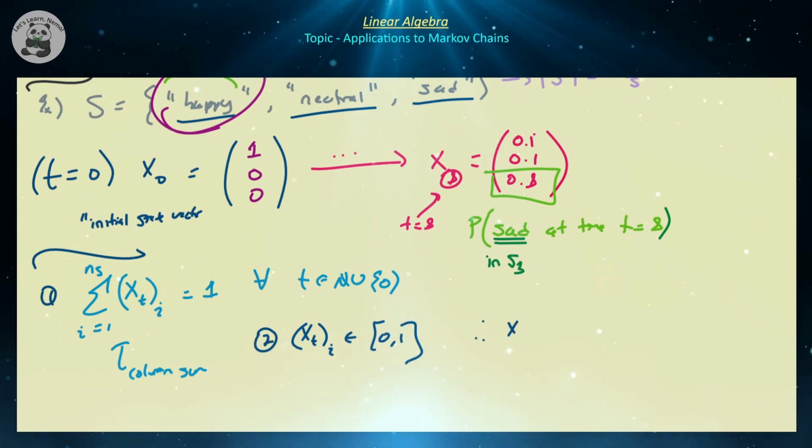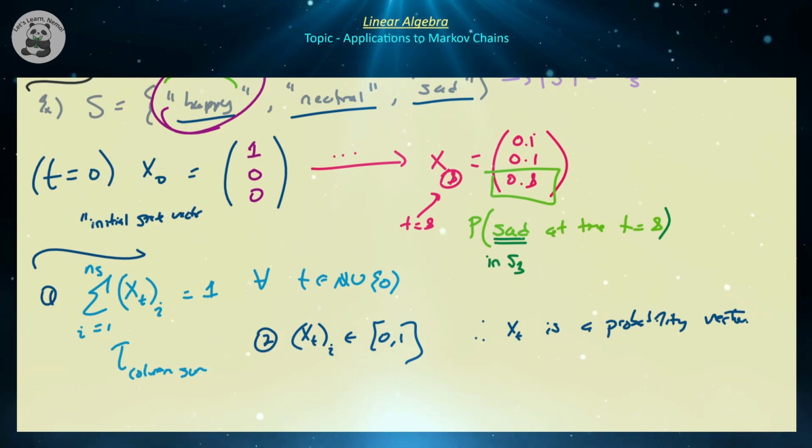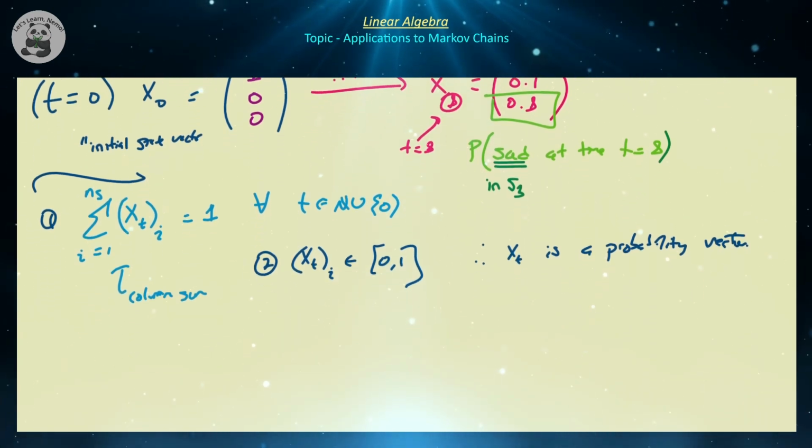So that means that xt is a probability vector. Right, so the vector of entries that sum up to 1 and also all belong to the closed interval 0 to 1. So that's what we call the state vector. Now let's talk about probability transition matrices.